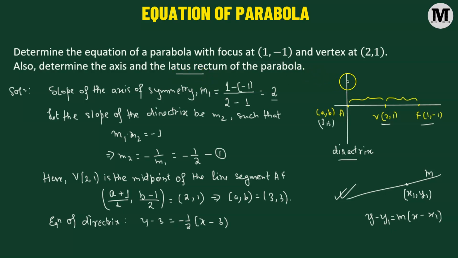Now the latus rectum of the parabola in this particular case will be defined as the perpendicular length of the focus from the directrix line. That means this particular distance. And since we already have the coordinates of point A, 3 comma 3, we can use the distance formula to find out the length of AF, and twice that length is going to give us the length of the latus rectum of the parabola. Okay, so let us begin.